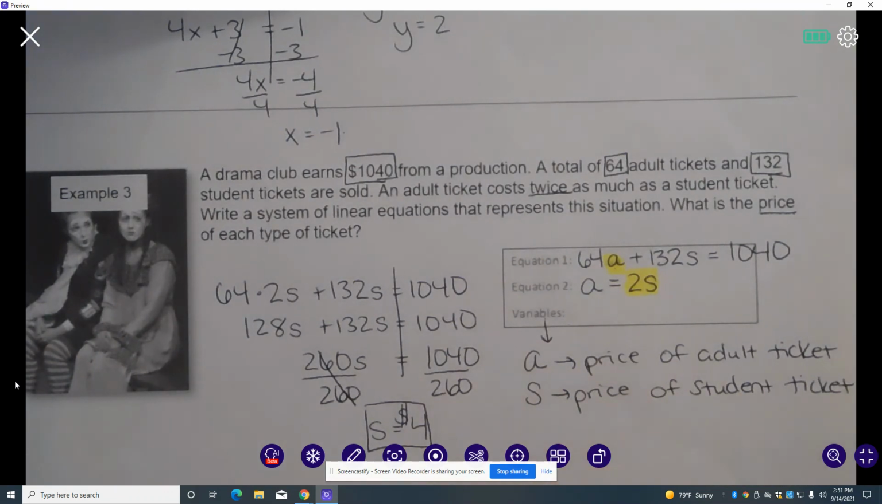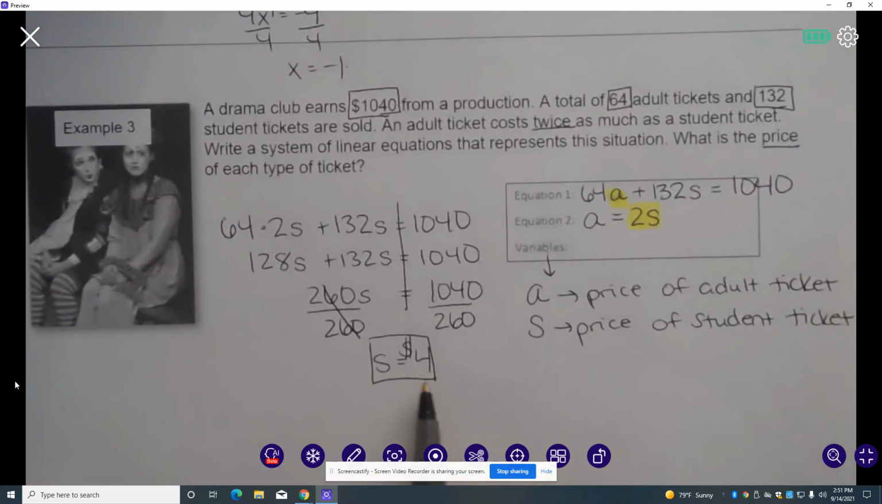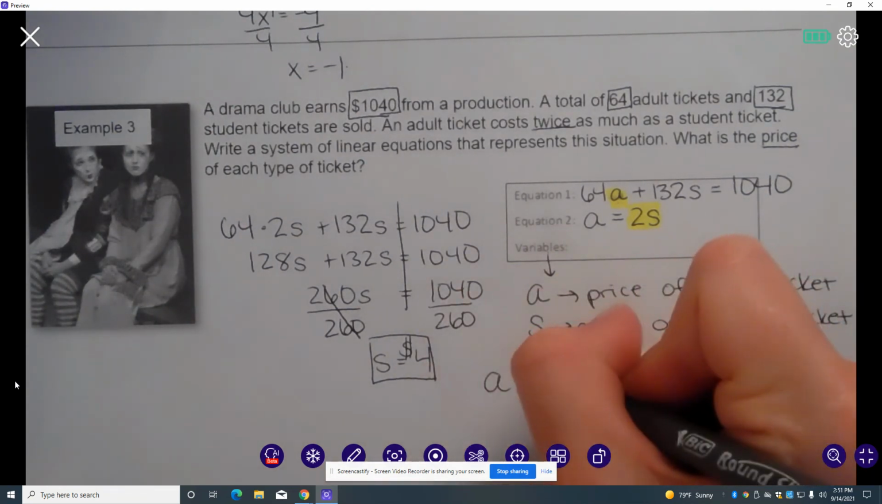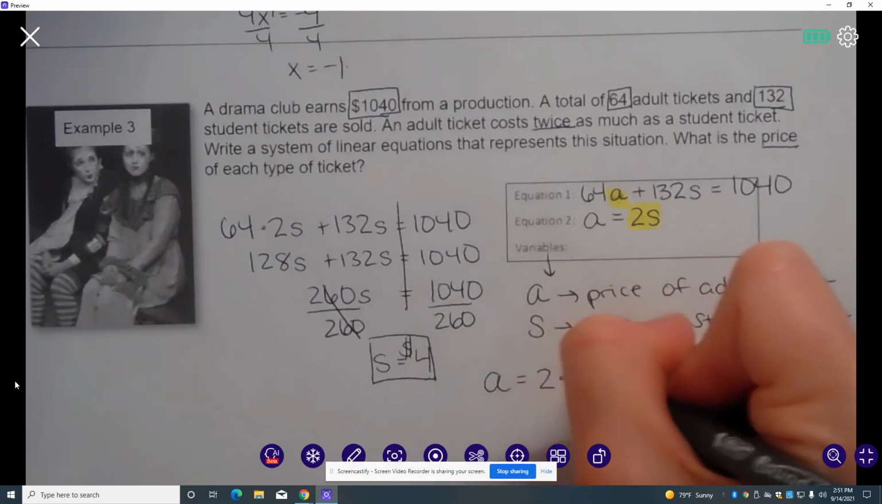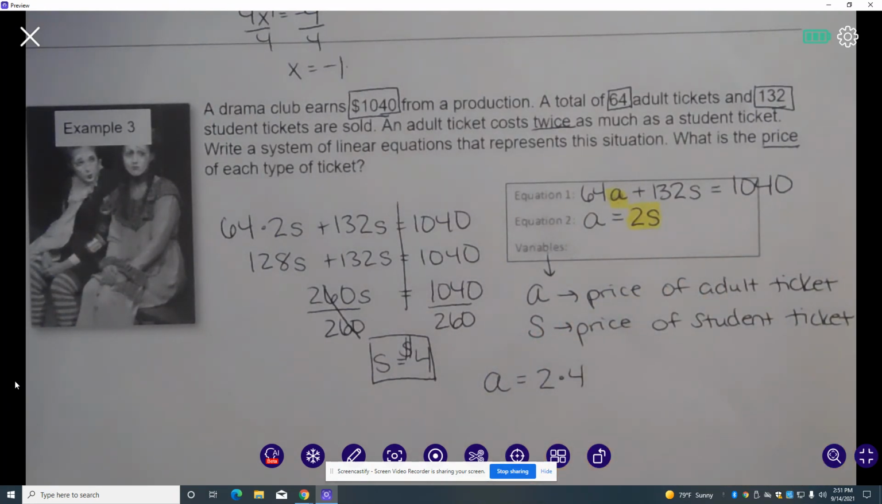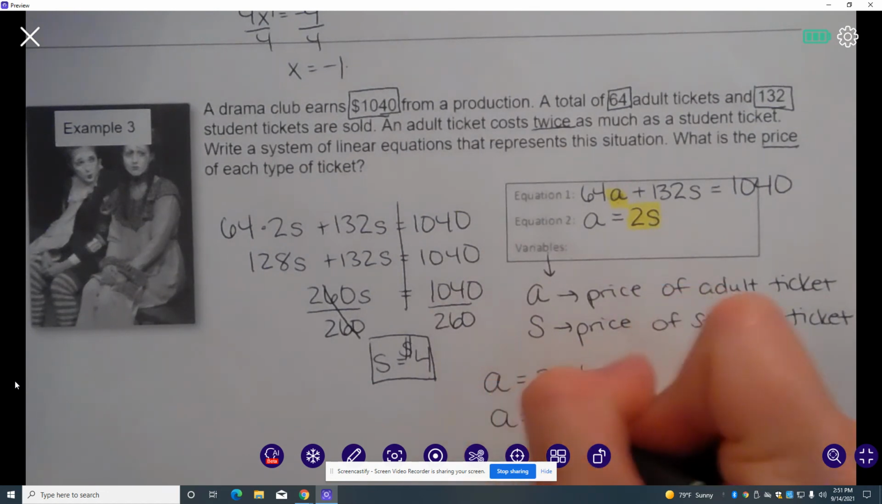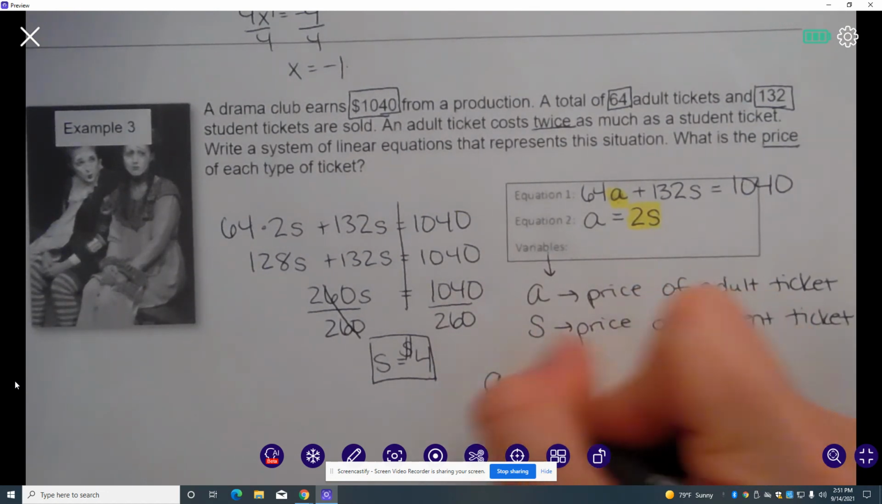I still need to know what the price of an adult ticket is. So now I'm ready to go back and plug this value of 4 in for S. So the price of an adult ticket will be 2 times that amount, right? Because adult tickets are twice as much. So the price of an adult ticket is $8.